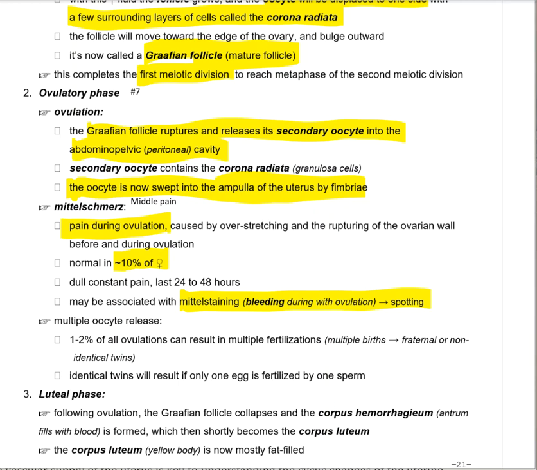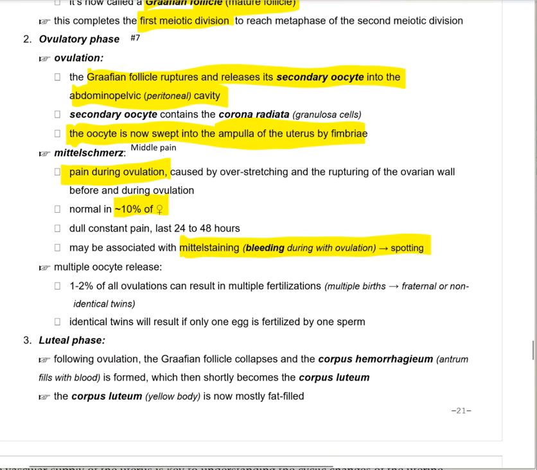Now, usually one oocyte is released, and all the others kind of get shut down and break down and go away. But if two are being developed exactly at the same time, and we have two Graafian follicles at the same time, we will get multiple fertilizations potentially, because we'll have multiple ovulations. And we have multiple births, which could be fraternal or non-identical twins, right? Because we'll have two different eggs and two different sperm will fertilize them, and so those are non-identical twins.